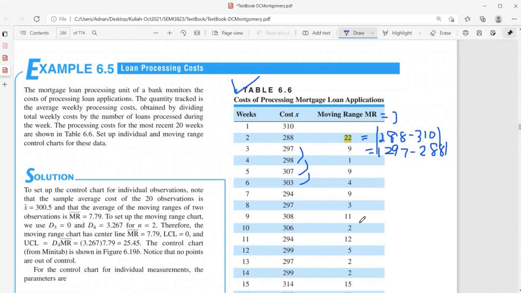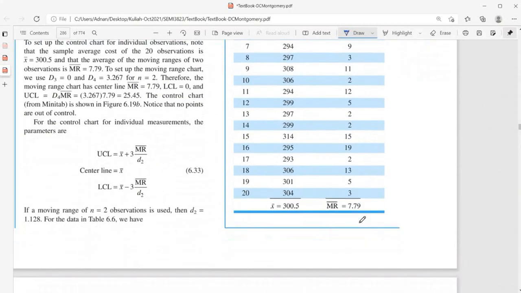Finally, we get the summation of X, which is the summation of all the observed data, from the beginning. We get X bar, the average of these 20 numbers, so we get 300.5. MR bar is the average of MR, 7.79.